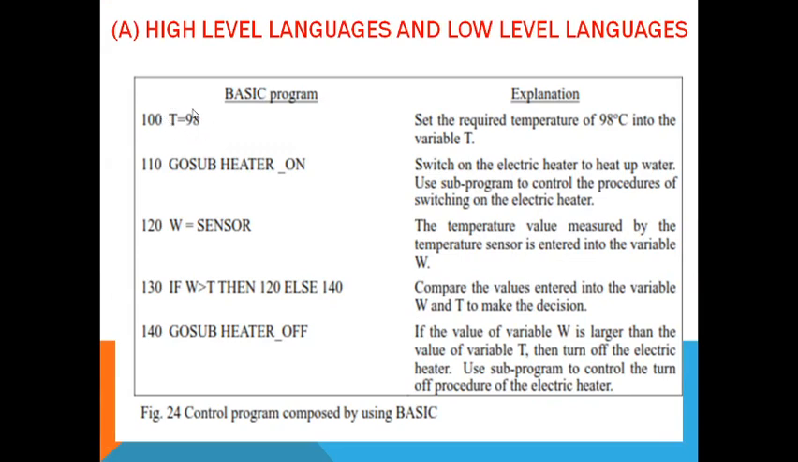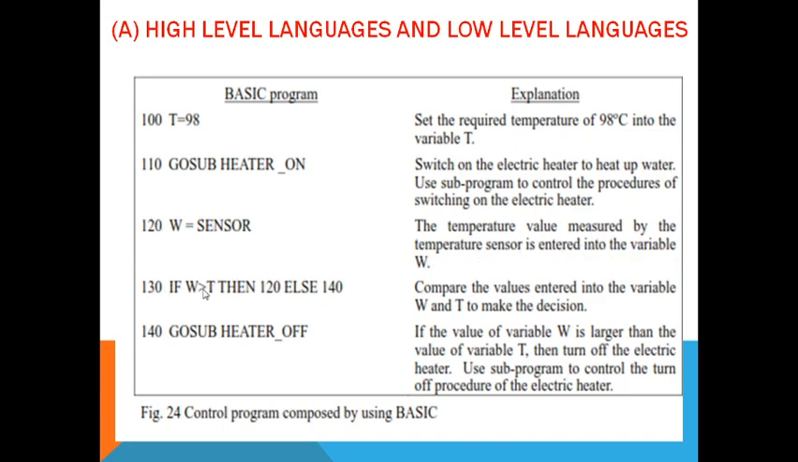That flowchart is explained here, where T equals 98. Here we are going to set the required temperature of 98 degrees C into the variable T. Then in another line, it is responsible to switch on the electric heater to heat up water. Use a subprogram to control the procedure of switching on the electric heater. Then the third line is used for sensor activity, where the temperature value measured by the temperature sensor is entered into the variable W.